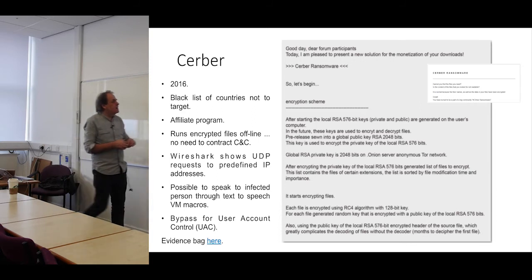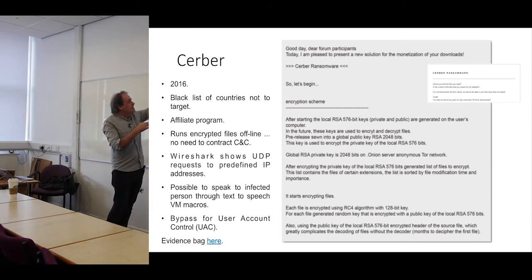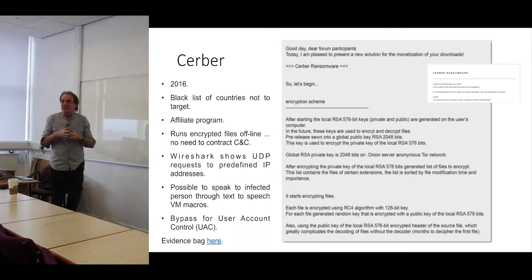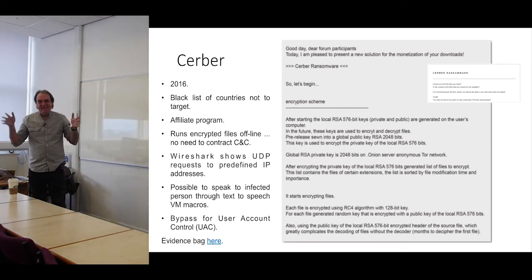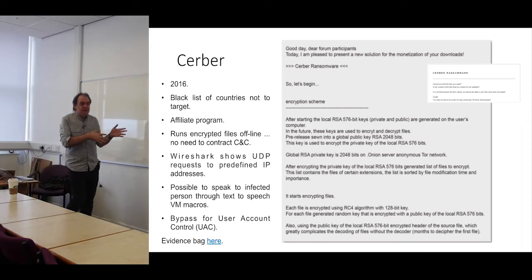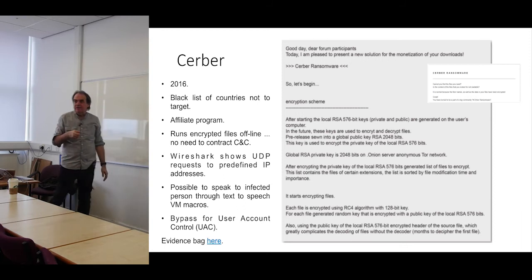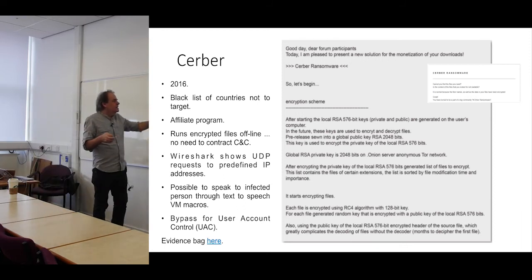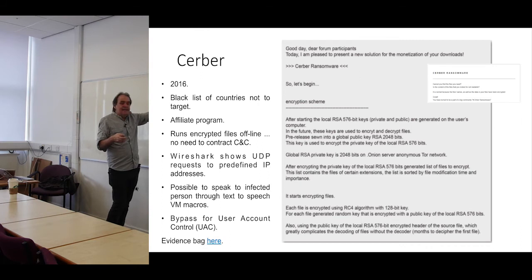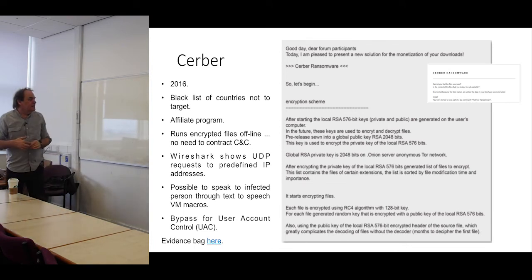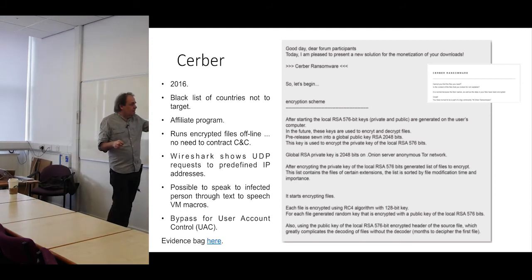And then Cerber came around, and it's quite strange that it has a blacklist of countries not to target. And I won't say where those countries are, but there's a list of ones that Cerber shouldn't run in. There's an affiliate program that people can sign up to for that. It does everything offline, everything is packaged, there's no need to contact the command and control infrastructure. So once you've got it, that's it. The files are encrypted, and you've got to then contact the person who sourced it.